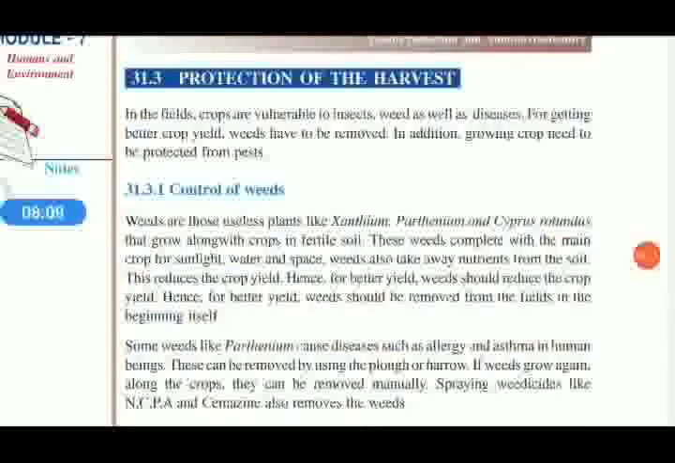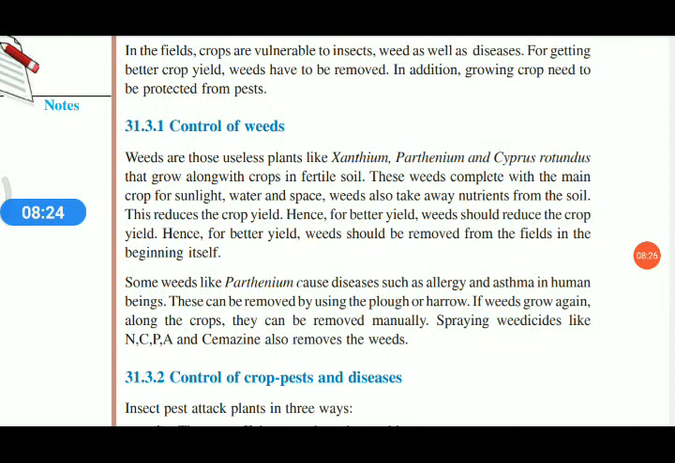Protection of the harvest. We want to protect our harvest from disease, disease-causing microbes, and some other pests, etc. We can go through the steps. Control of weeds. Weeds means unwanted plants that grow in our field. If weeds grow among our plants, they take the nutrients, water, and other materials needed by our plants. So our harvest doesn't get enough nutrients and water. So we want to remove all these weeds.